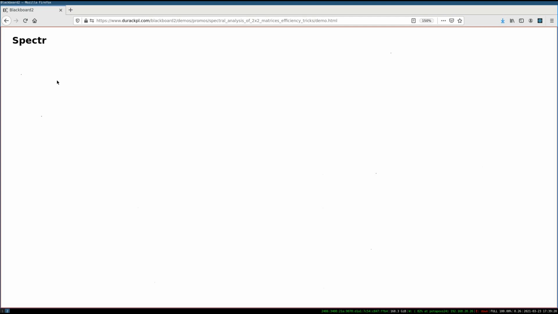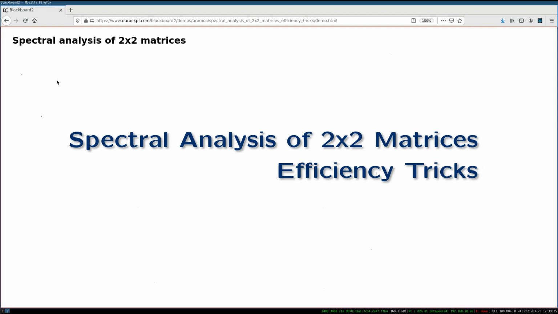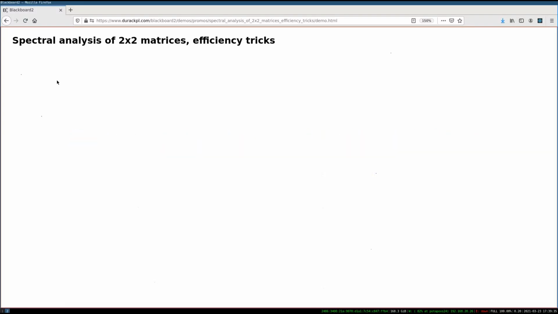In this video, I will revisit the topic of spectral analysis of 2x2 matrices and the efficiency tricks you can use to save time. It is a relatively popular video among my YouTube collection, so I decided to make another one on this topic.